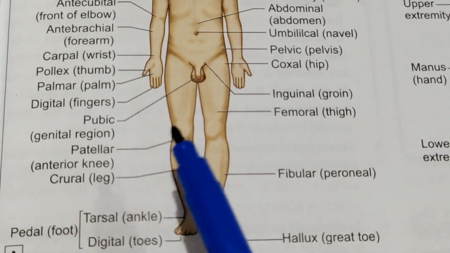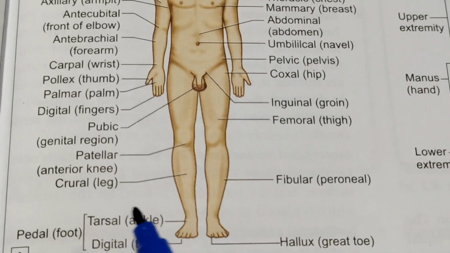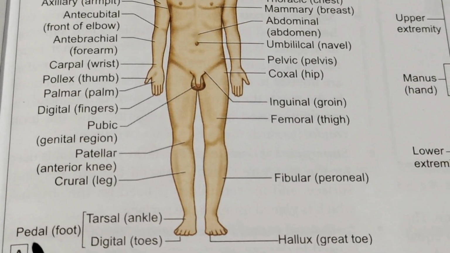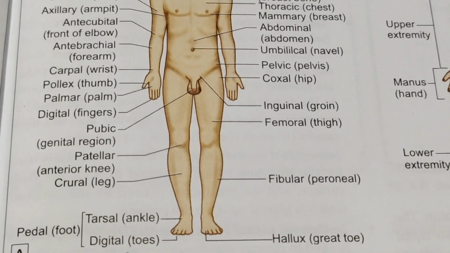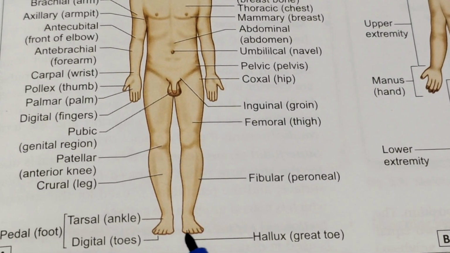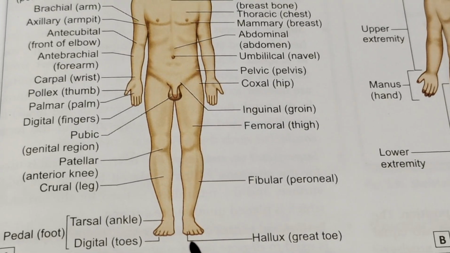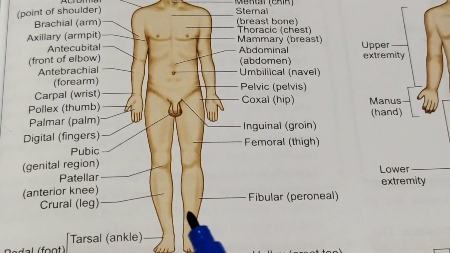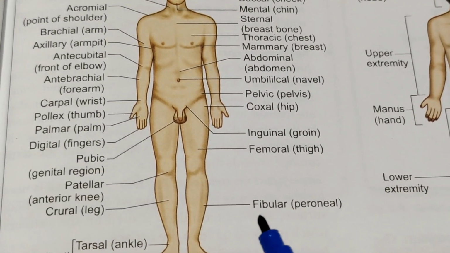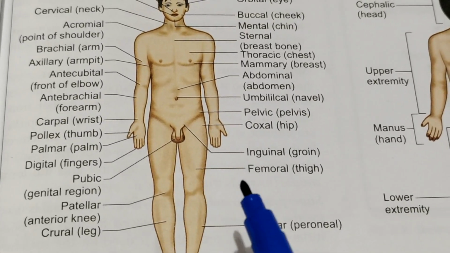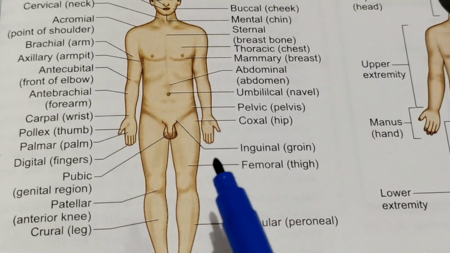Anterior knee, patellar. Then the leg, crural. The whole foot, pedal. The ankle, tarsal, and the top of the foot, dorsal. The toes, digital. The great toe is called hallux. Then this is the peroneal region, also called fibular. Then the thigh region, femoral. Then the groin, inguinal.